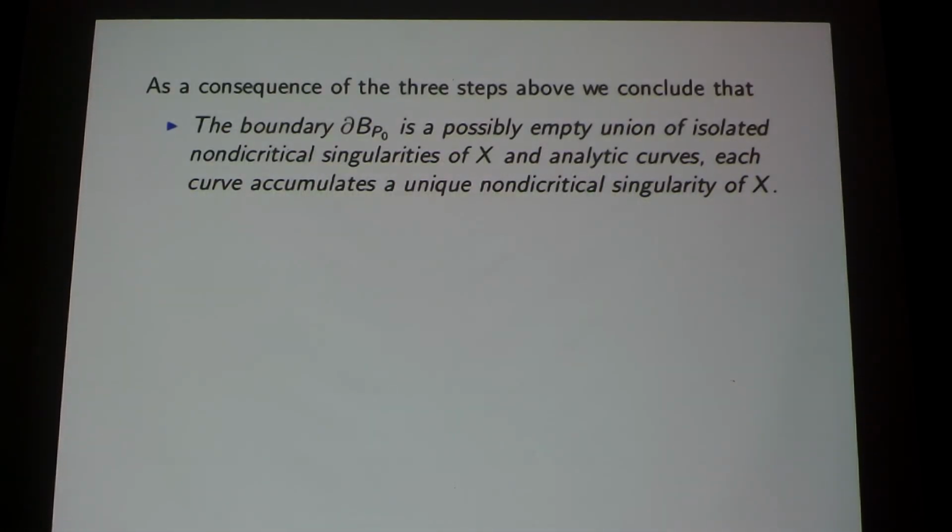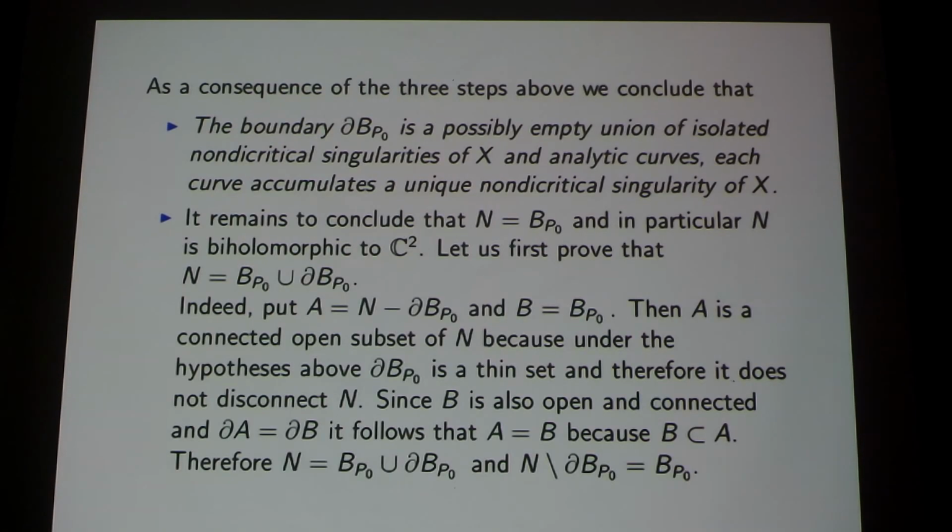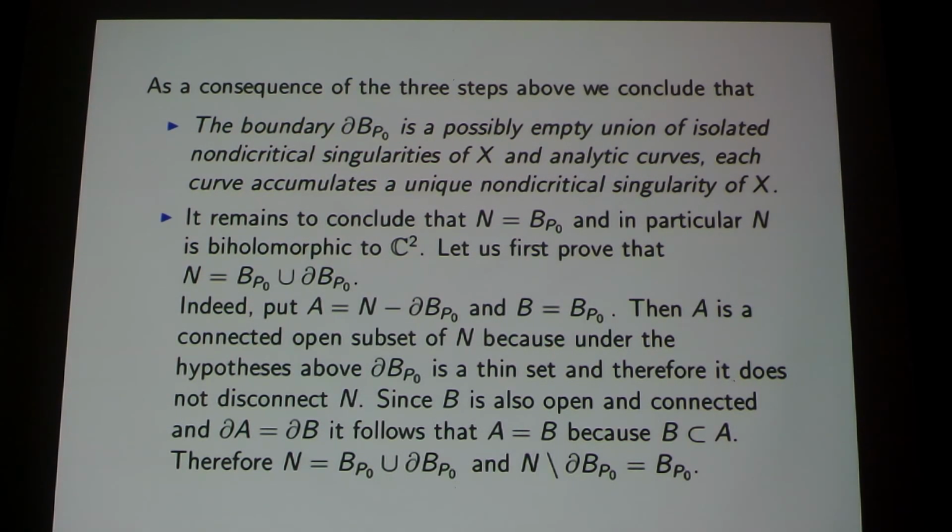As a consequence of that, the boundary is a union of analytic curves, because the leaves are C star, and each curve accumulates a unique non-critical singularity. So this way, since the number of singularities of the vector field is finite, the boundary is made by a finite number of analytic curves. So this is enough for us to prove that the manifold is the basin union the boundary of the basin.